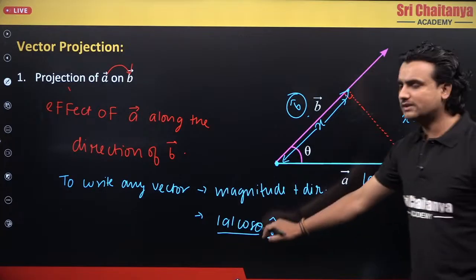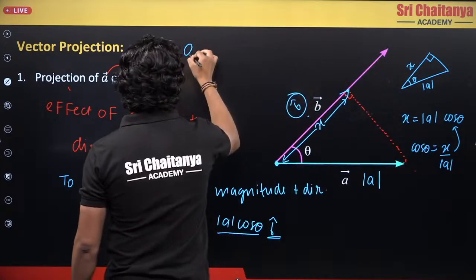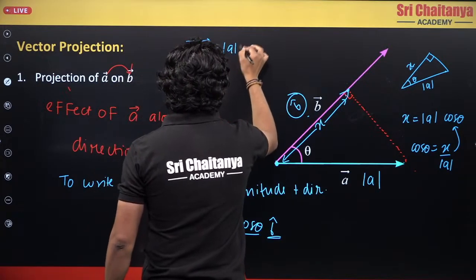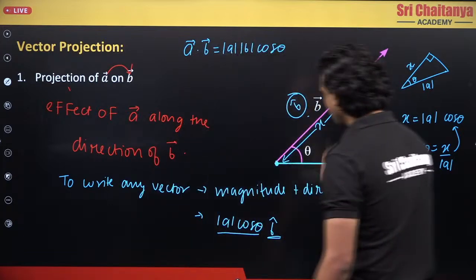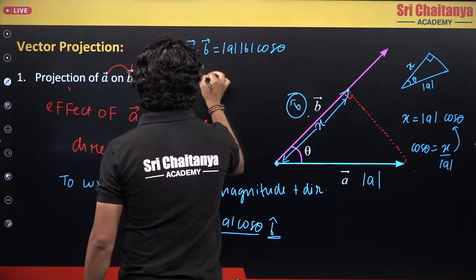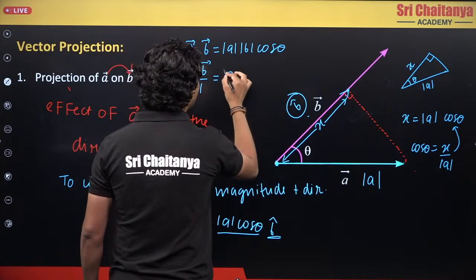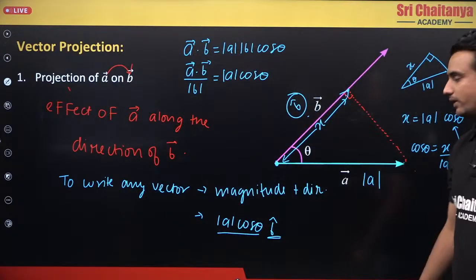But now how can I write cos theta? If I do the dot product, A vector dot B vector, this will be mod A mod B cos theta. So mod A cos theta will be equal to vector A dot vector B upon mod B.